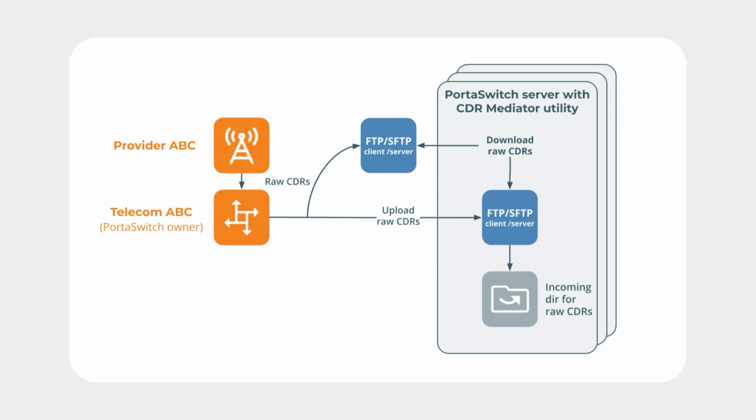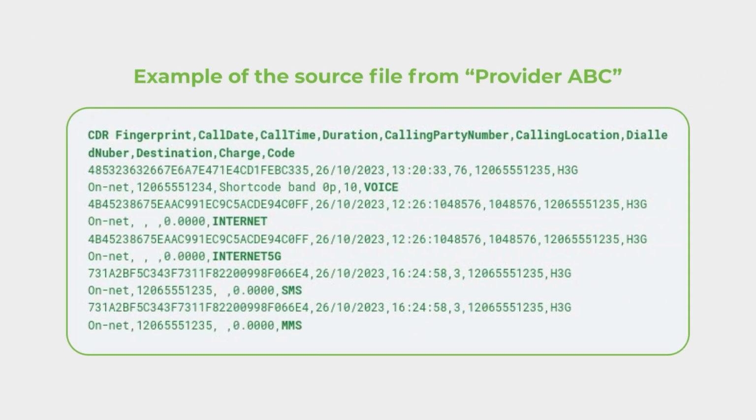Imagine that as PortaSwitch owner Telecom ABC, we have a service provider called Provider ABC that provides us with a source file with raw CDRs that we want to import into our PortaSwitch. The file with the raw CDRs will contain voice, internet access, SMS and MMS services, so we'll need to distinguish between them somehow. On your screen you can see an example of the source file from Provider ABC that we are going to process.